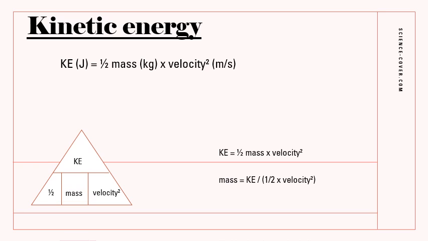If we want to work out the velocity, well, we have velocity squared in the equation, so we can cover up velocity squared. It tells you that it's the kinetic energy divided by half the mass. Now in this last equation, to get the actual velocity, we'd have to work out the square root of the kinetic energy divided by half the mass.